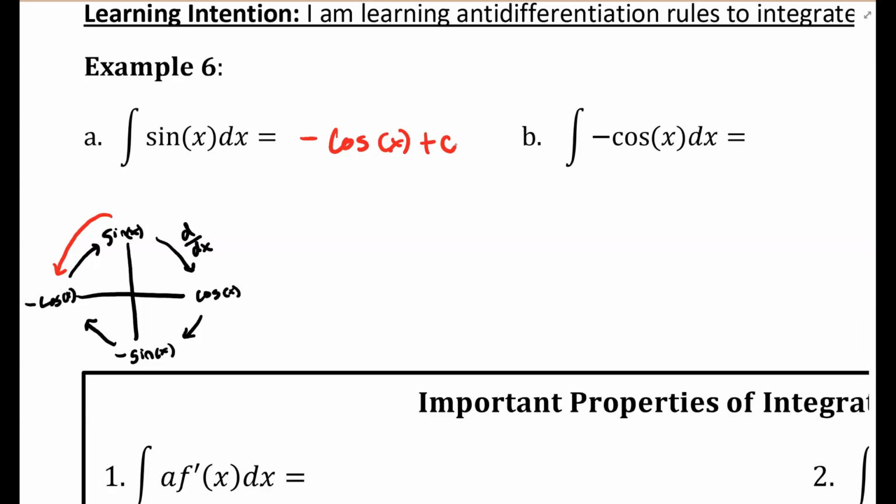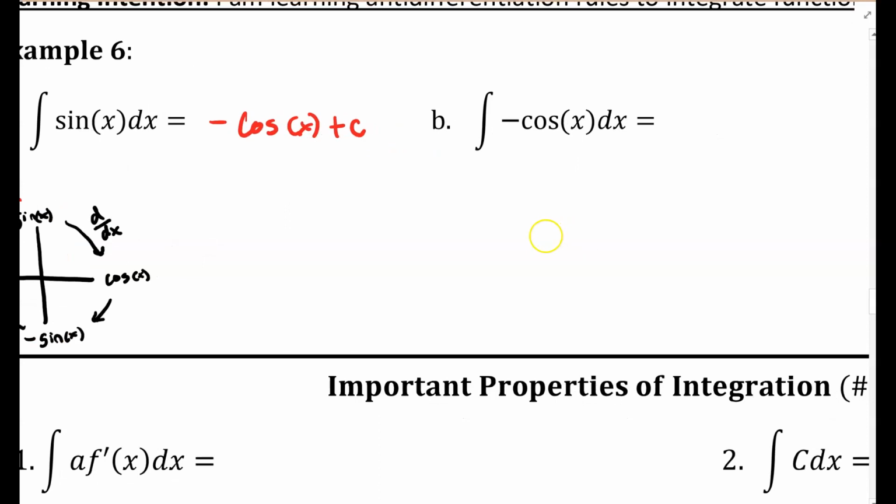So using that, let's go ahead and look at B, the integral of negative cosine of x dx. Well, we know that that's going to be negative sine of x, using that little cheat sheet. So I know that it's going to be this, negative sine of x plus c. Now, another way that we can do this is I can take out that negative, and I have negative integral of cosine of x dx. Don't forget that you can pull out the negatives.